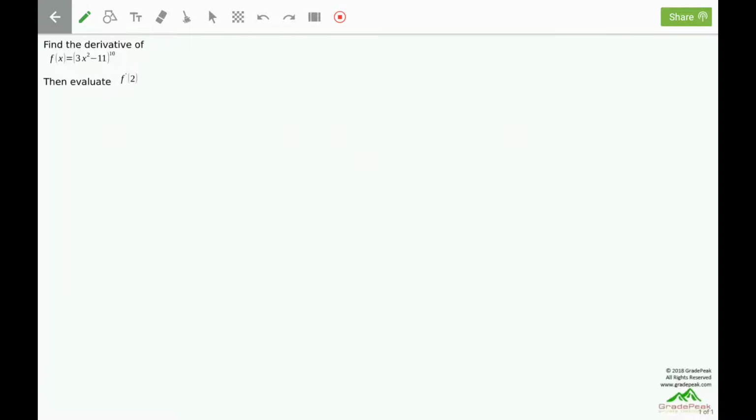Find the derivative of f of x equals (3x squared minus 11) to the 10th. Then evaluate f prime of 2.